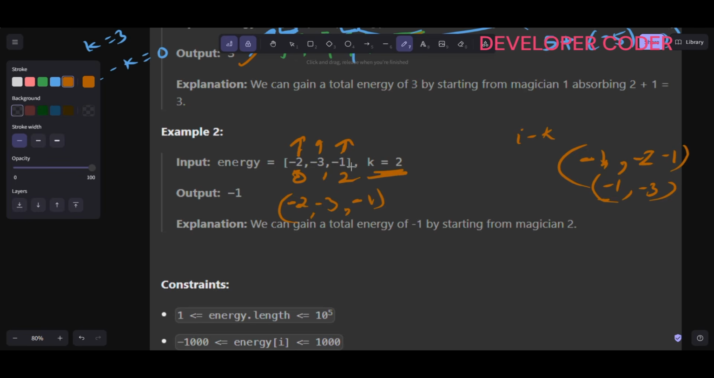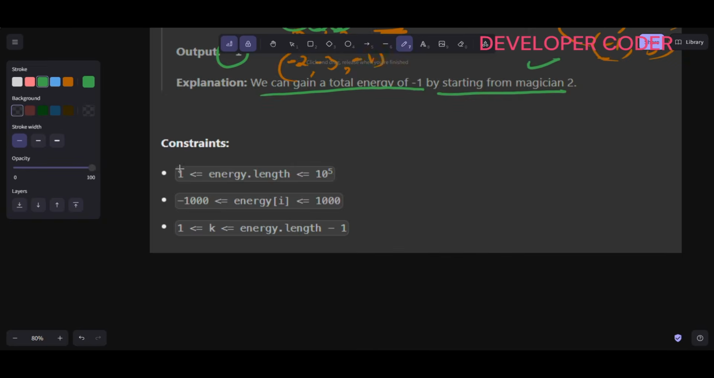Now k is equal to 2, right? So here if you see, you can start from here, you can start from here, then you go out of bound. That's it. So these 2 points, and if you start from here, then also this is going to be your landing point, and then you go out of bound. So only these two are the final landing points, so we have to check the final two landing points. Among them, which one is max? Minus 1. So minus 1 is the max. We can gain a total energy of minus 1 by starting from index 2. That's it. Clear?